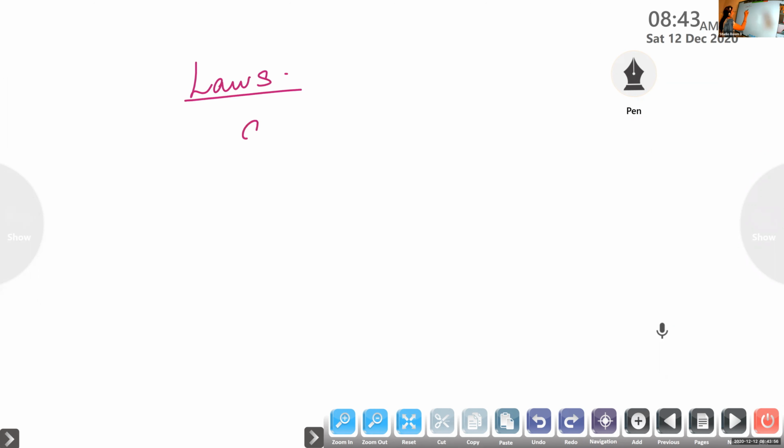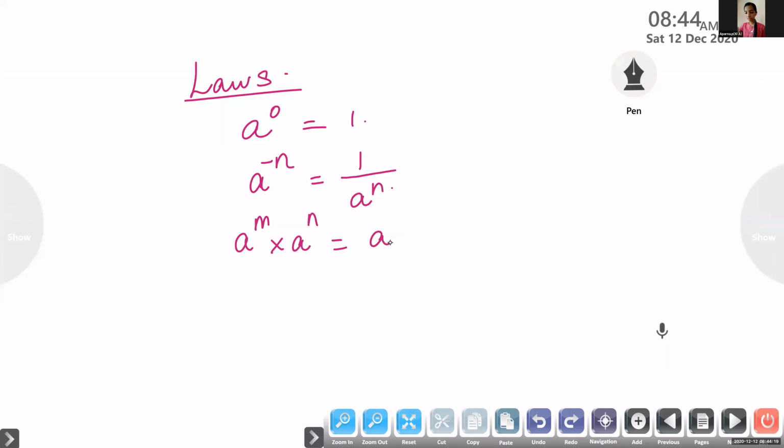What is a raised to 0? Anything raised to 0 is 1. What is a raised to minus n? 1 by a raised to n. Good. What is a raised to m into a raised to n? a raised to m plus n.